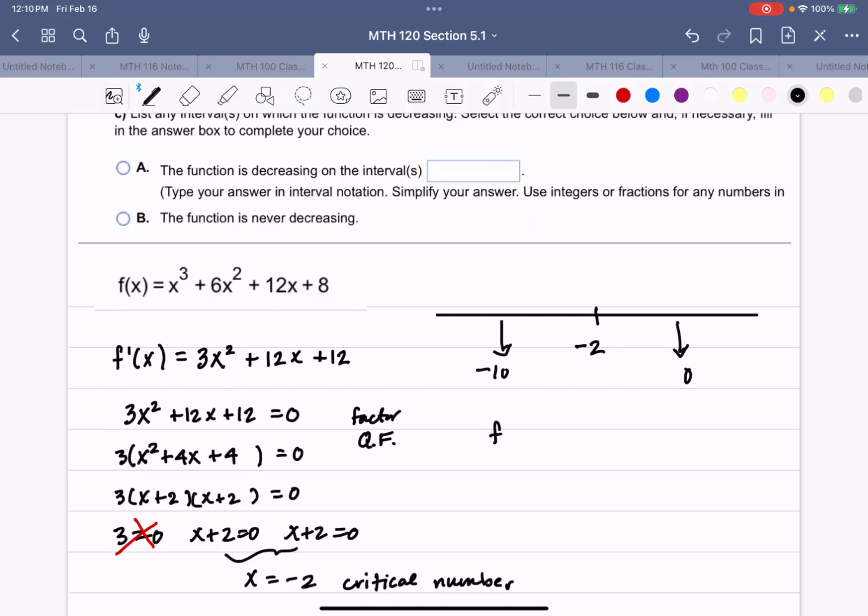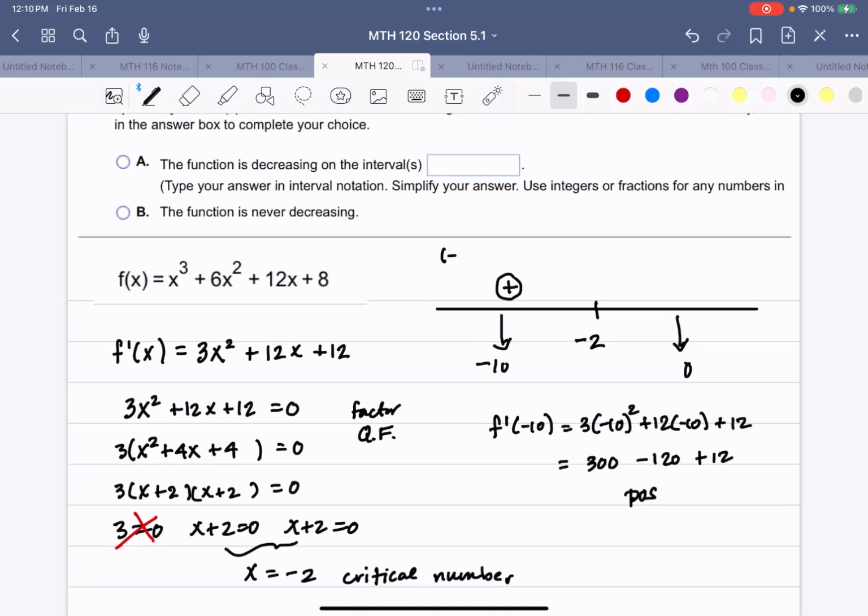So f prime of negative 10 is 3 times negative 10 squared plus 12 times negative 10 plus 12. So that's 300 minus 120 plus 12. I think it's like 192. Doesn't really matter. It's positive. So in this region, our derivative is positive, and that's from negative infinity to negative 2. That means my function's increasing here.